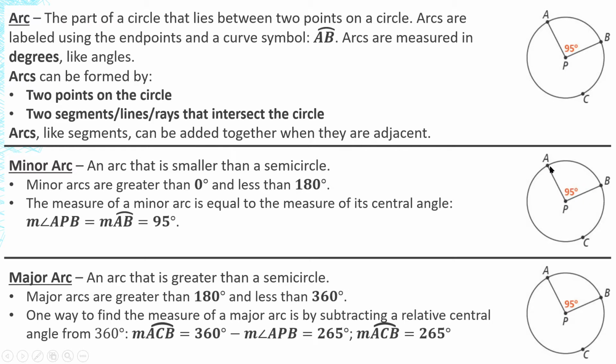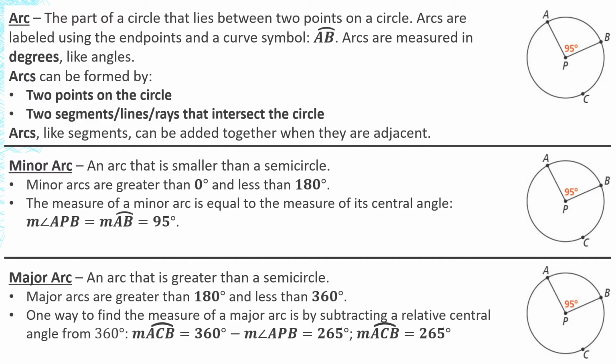So arc AB is 95 degrees. Since it is less than 180 but greater than 0, that makes it a minor arc. Okay, and I already mentioned that second bullet here. The measure of a minor arc is equal to the measure of its central angle. So the central angle and the arc measure will always be the same, so you can use one to find the other and vice versa.